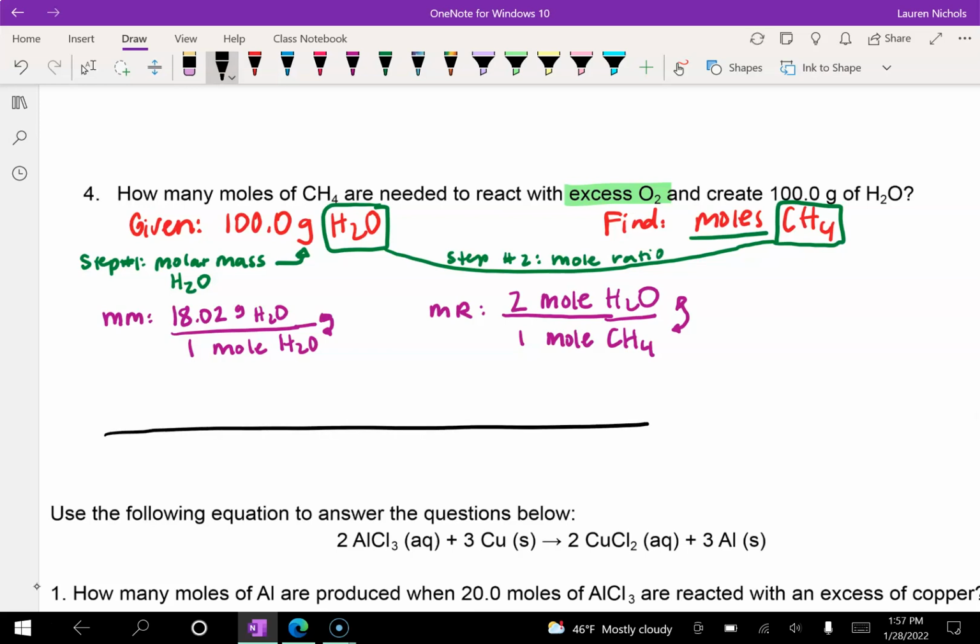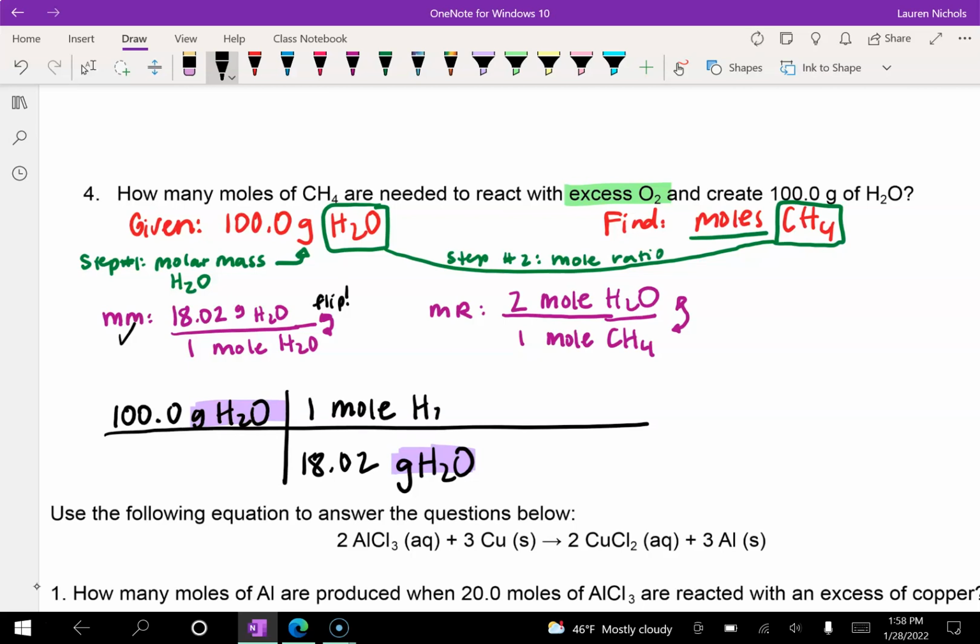We take what's given to us, and it's the same procedure as we've always done. If we have grams of water here, that means that grams of water must be at the bottom of my chart. The only one of our fractions that have grams of water in it is our molar mass. And since grams of water is written at the top, we are going to need to flip this so that our 18.02 grams can be at the bottom and my 1 mole of water can be at the top. Now this is good because we've gotten rid of grams and we're in moles, but we still have water, and what we're trying to find is moles of methane or CH4.